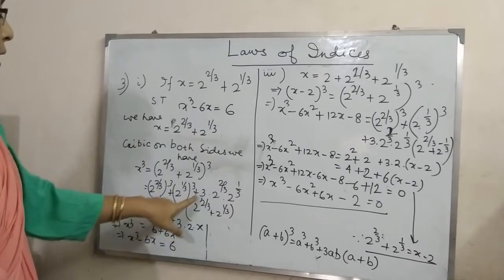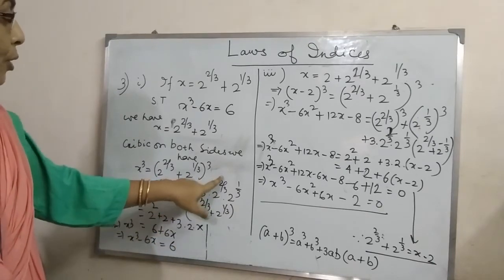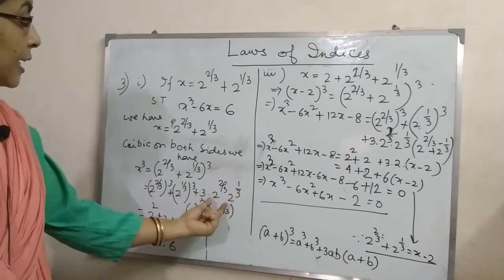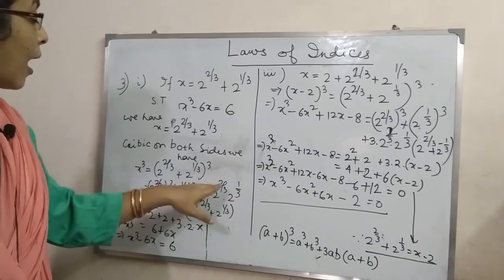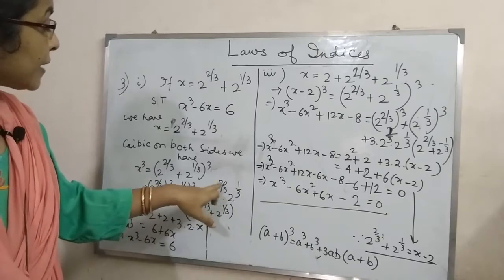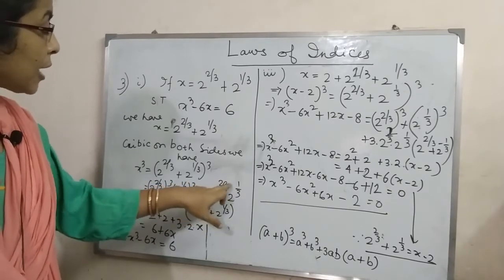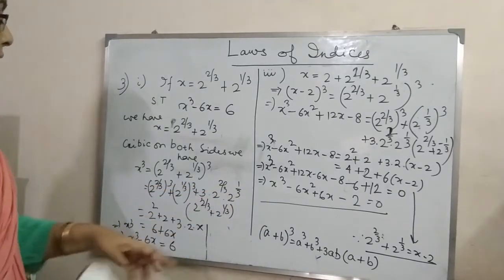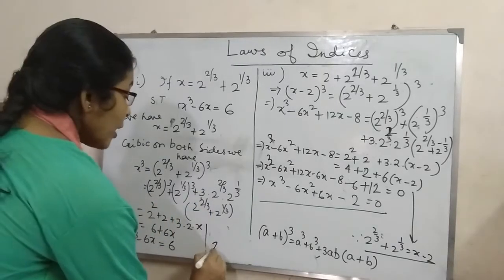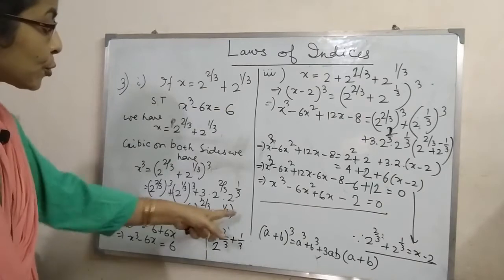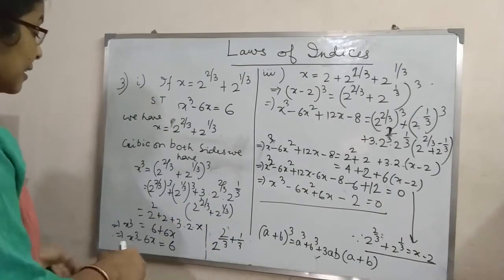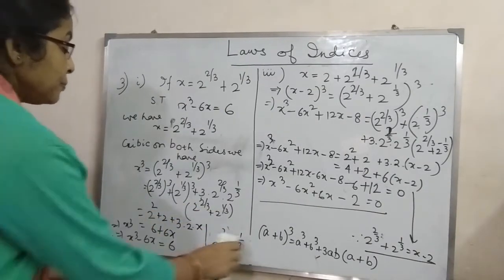equal to 2. Then 3 into 2 to the power 2/3 into 2 to the power 1/3. Here the base is the same, the power is different, so I will add the powers: 2 to the power 2/3 plus 1/3. So I get 2 to the power 3/3, that is equal to 2.